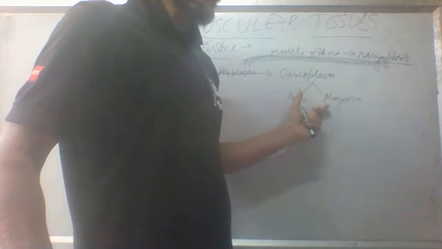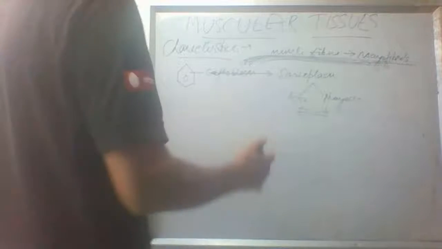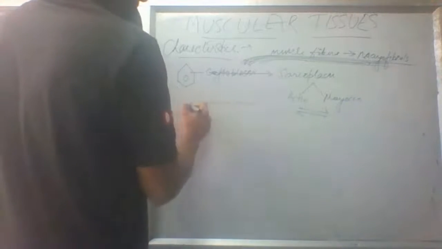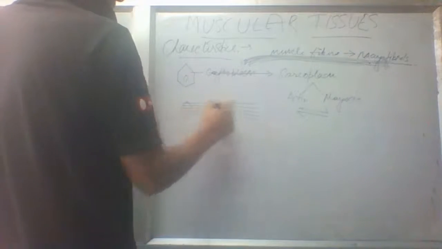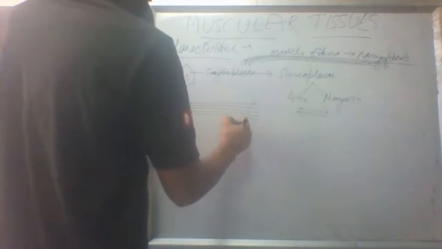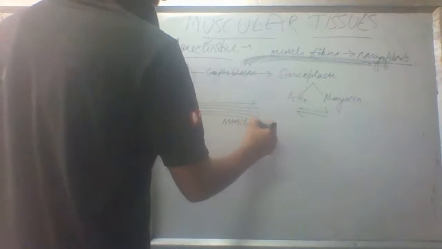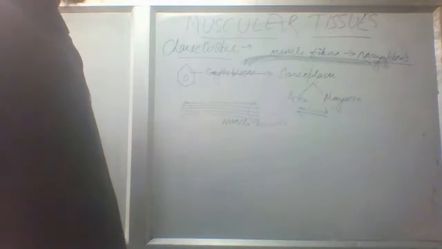A number of muscle fibers are bonded together into the muscle bundle. All these muscle fibers, when they are united together, form a bundle called the muscle bundle. This is called the muscle bundle.